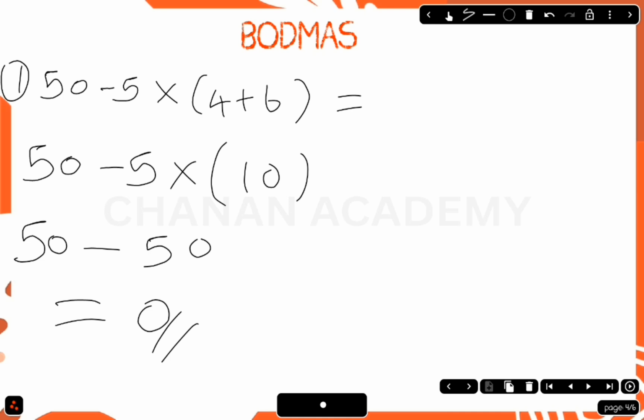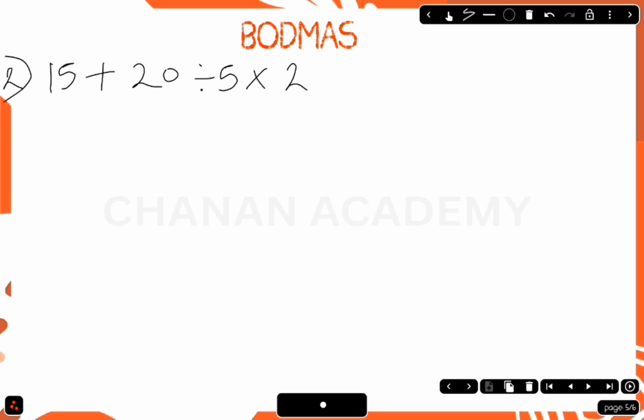All right, let's check the next example: 15 plus 20 divide by 5 multiply by 2. So we'll start. Is there any bracket? We don't have any bracket. Is there any order? There is none. How about division? We have division, and we also have multiplication.